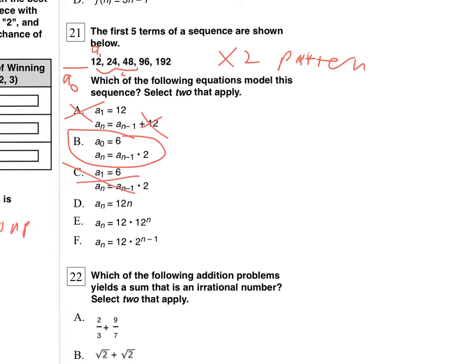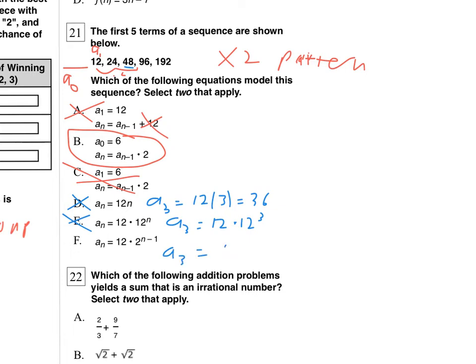And so this one, I would test like 3, so a sub 3 would be 12 times 3. So that would be 36, and obviously a sub 3 is 48, so that's incorrect. If I tried a sub 3 here, it would say that it's 12 times 12 to the 3rd power. Now, that is a really big number there. It's certainly not 48, so I'm going to cross that one off.